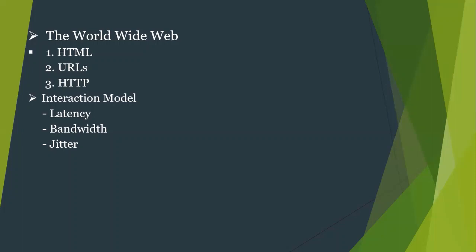So next is the interaction model. What is this interaction model? A distributed system consists of many processes cooperating and communicating in complex ways. For example, multiple server processes cooperate with each other in order to provide services. The performance of the communication channel is related to three things. The first one is latency, the second one is bandwidth, and the next is jitter.